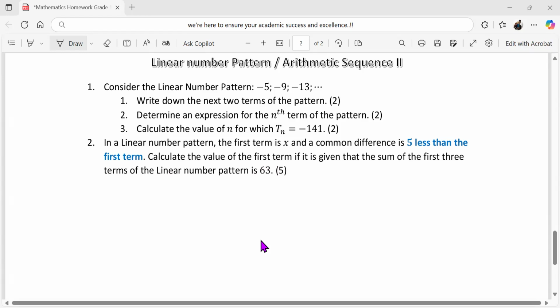Now, if we know that the first term is x and the constant difference is x minus 5, then the question says, calculate the value of the first term if it is given that the sum of the first 3 terms of this linear pattern is 63. And this is for 5 marks. Imagine 5 free marks. Well, let's talk.